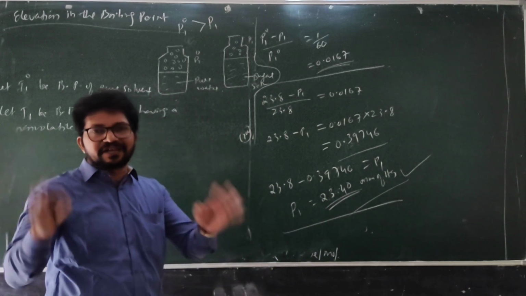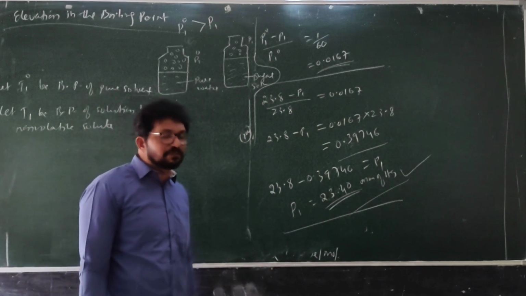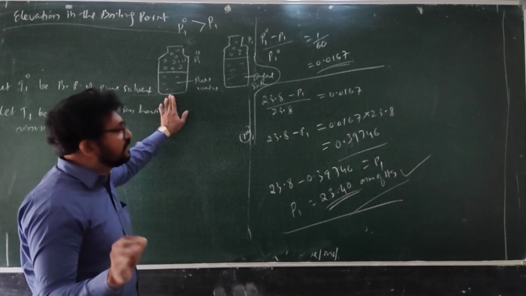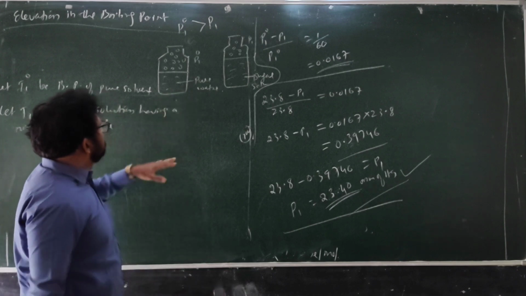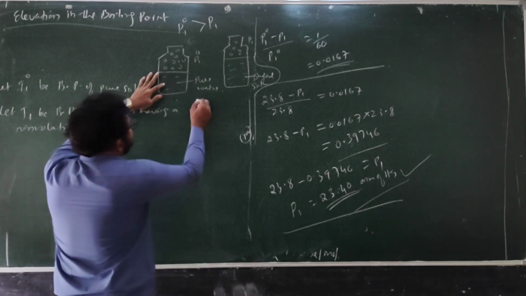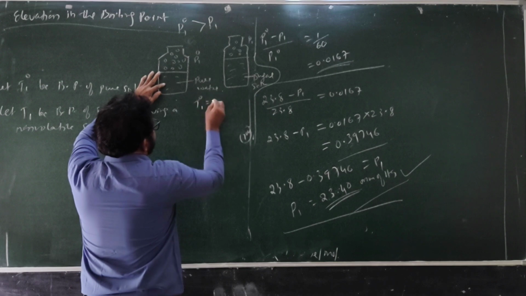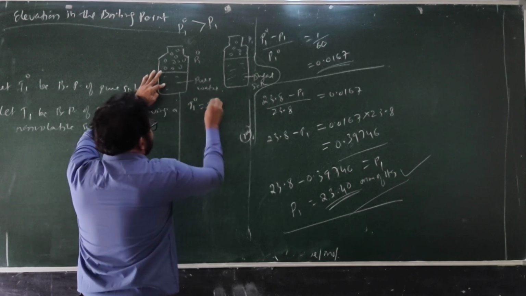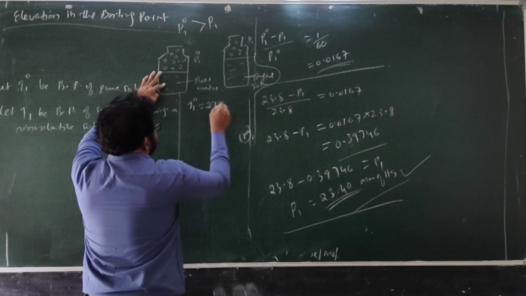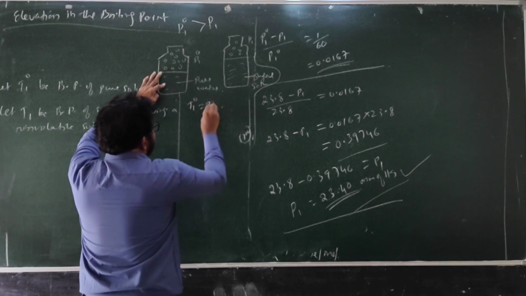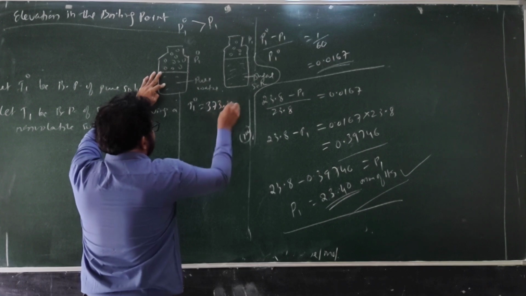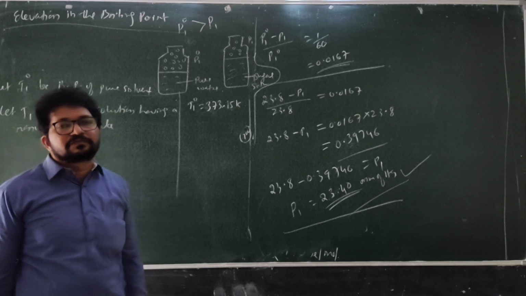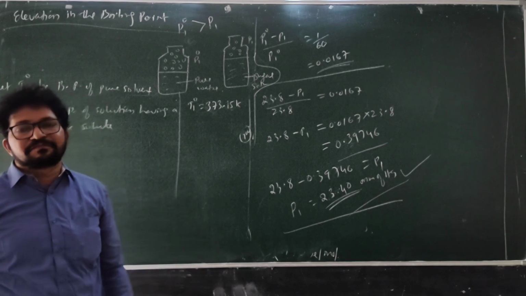Before that, you should understand what is boiling point. What is boiling point? Take this water. The boiling point of water is T1 naught, which is 100 degrees, or 373.15 Kelvin. That is 273.15 plus 100.